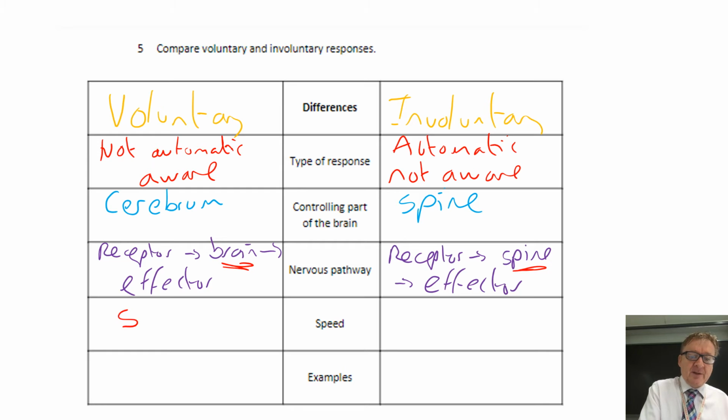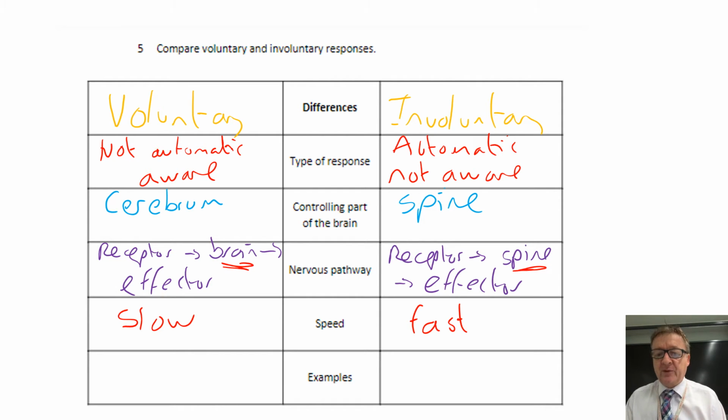Speed. I'm going to just put here slow, even though it isn't particularly very slow, you're talking about fractions of a second. The involuntary is fast in comparison. So if somebody threw a tennis ball at me, I would just catch it or dodge it, and I wouldn't even have to think about it. It'd be very fast. If I actually sat there and thought, oh, there's a tennis ball coming at my head, then it'd be a lot slower because my brain is then involved.